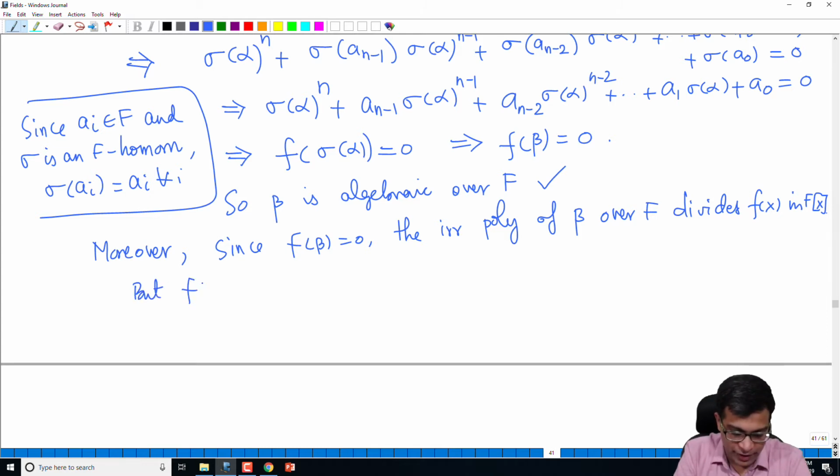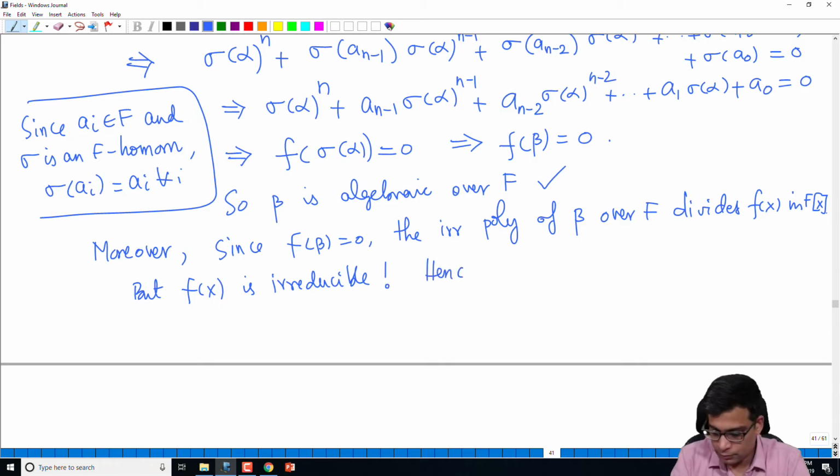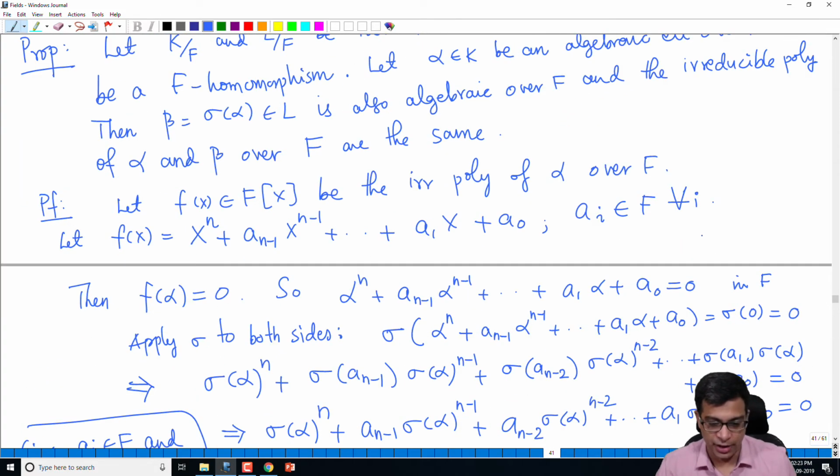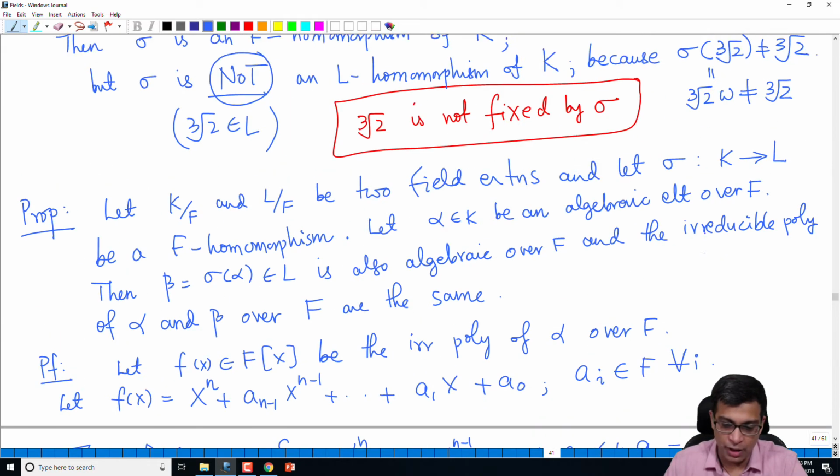But what is f(x)? f(x) is irreducible because it is the irreducible polynomial of alpha. So it is irreducible. That means the irreducible polynomial of beta over F is also f. That completes the proof. Okay. So the proposition says that if you have an F-homomorphism from K to L, an algebraic element goes to an algebraic element, and the irreducible polynomials of both elements are the same.